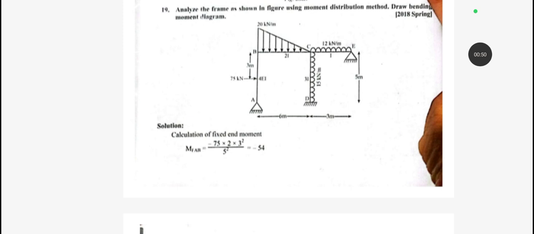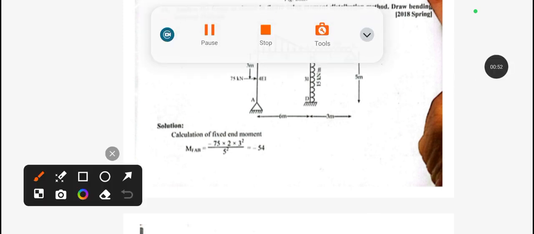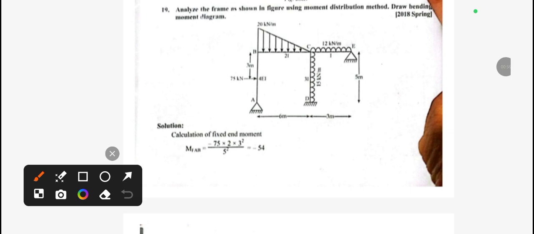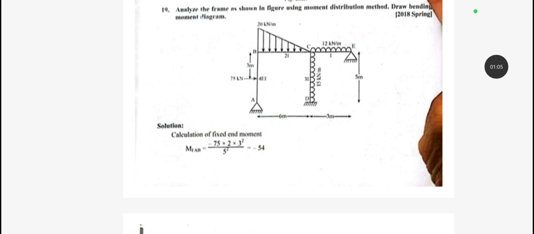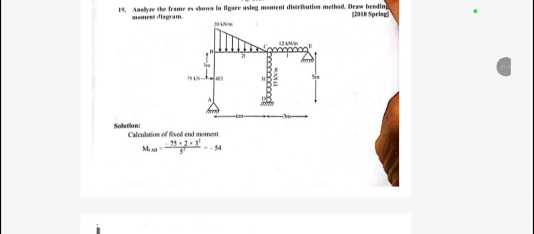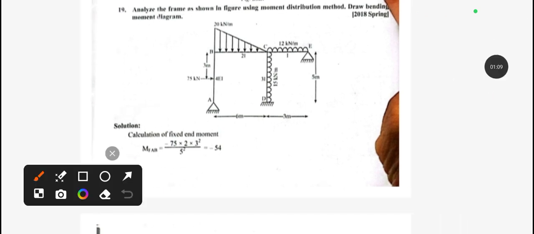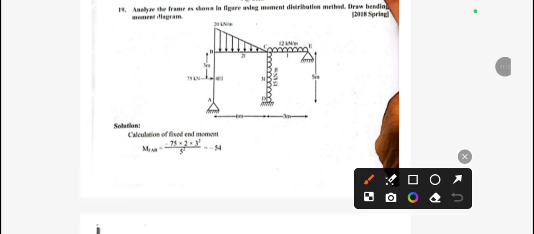In this question, first read the question: analyze the frame in the given figure using the moment distribution method and draw the BMD. We have to analyze the given frame, and we also need to draw the BMD.